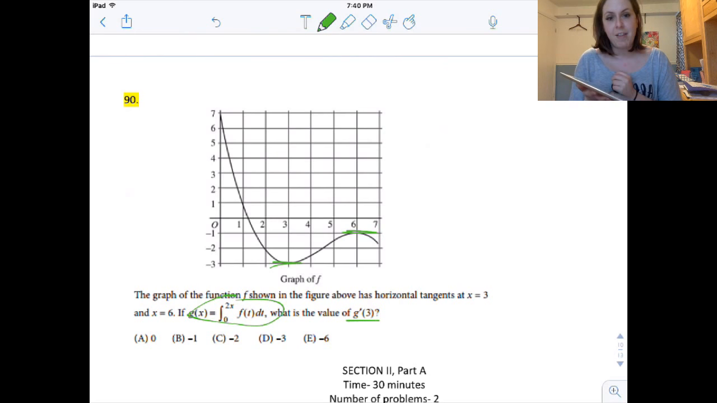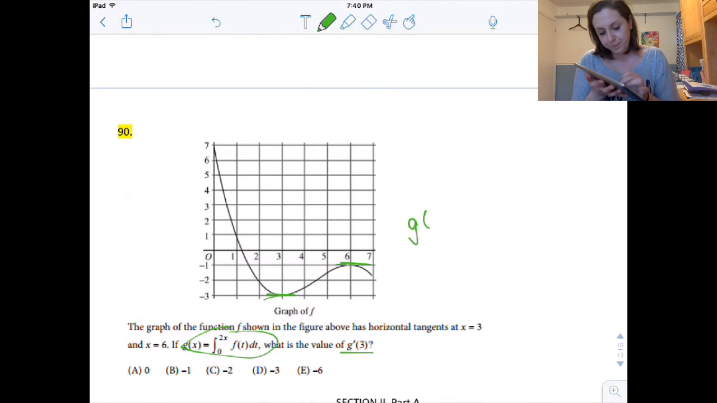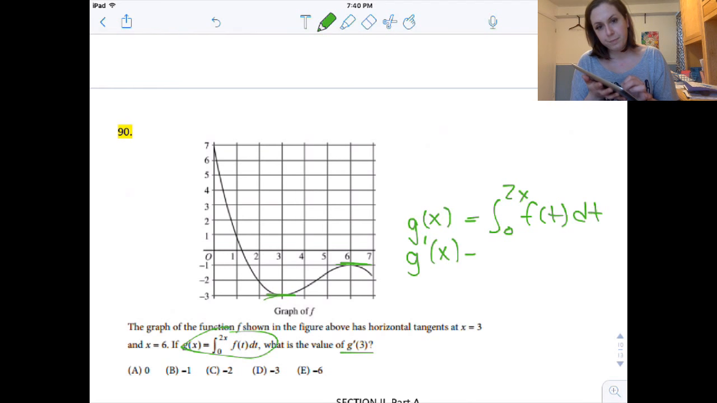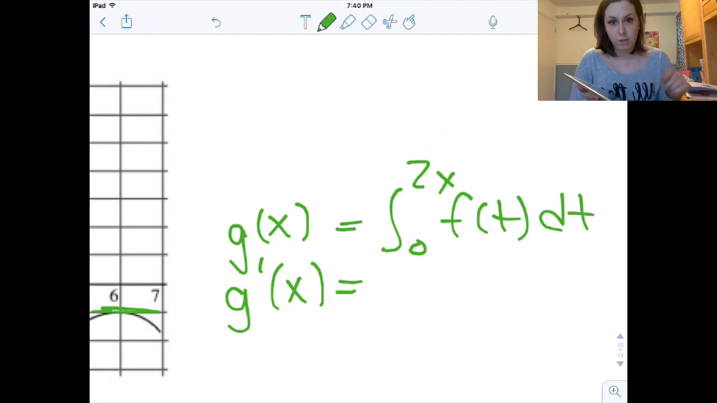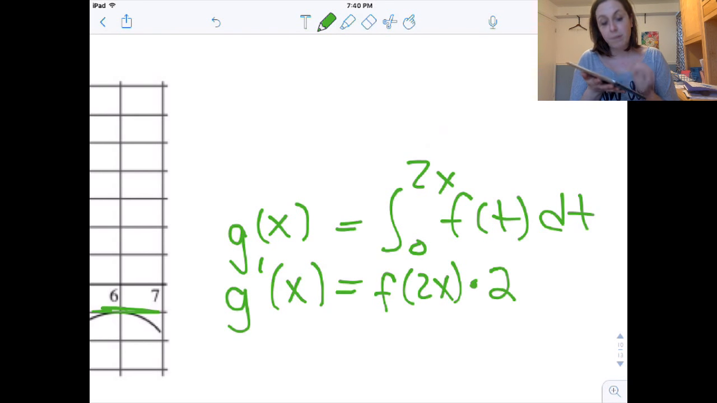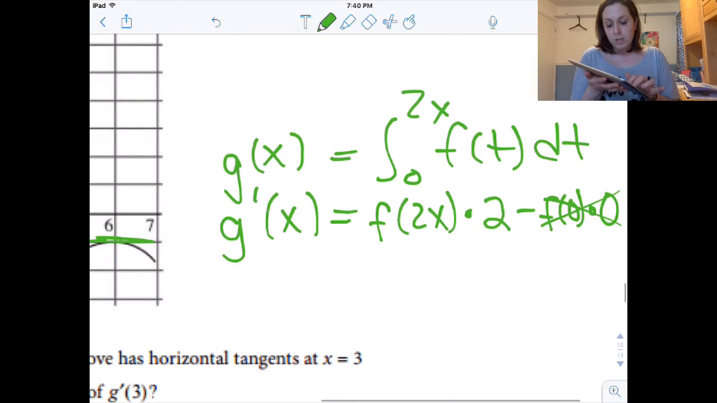I am taking the derivative of an integral here, which I'm excited about because I like doing that. So g of x is the integral from 0 to 2x of f of t dt. And I want to find g prime. So whenever you take the derivative of an integral, remember that they're inverse operations, so they undo each other. So you're going to plug in your bound, multiply by the derivative of the bound. So this is going to be f of 2x times the derivative of that, which is 2, minus f of 0 times the derivative of 0, which is 0. So that goes away. So g prime is really 2f of 2x.